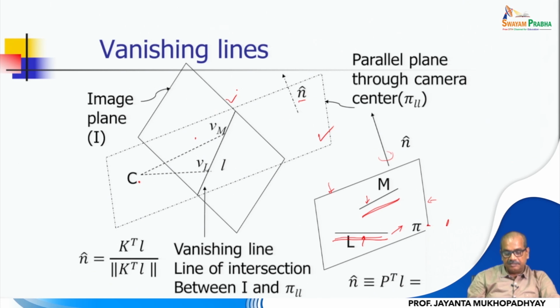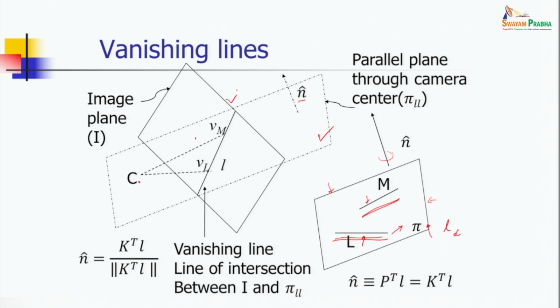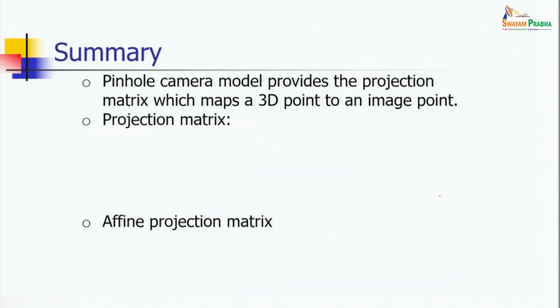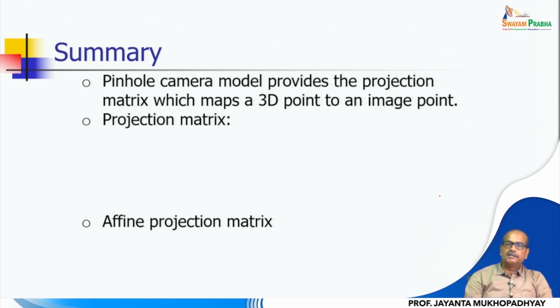And with this, if I know the vanishing line, then from there itself we can compute the plane, P transpose L, and you can get the respective normal of the plane for which it is a vanishing line. So, let me summarize whatever we discussed under this topic.